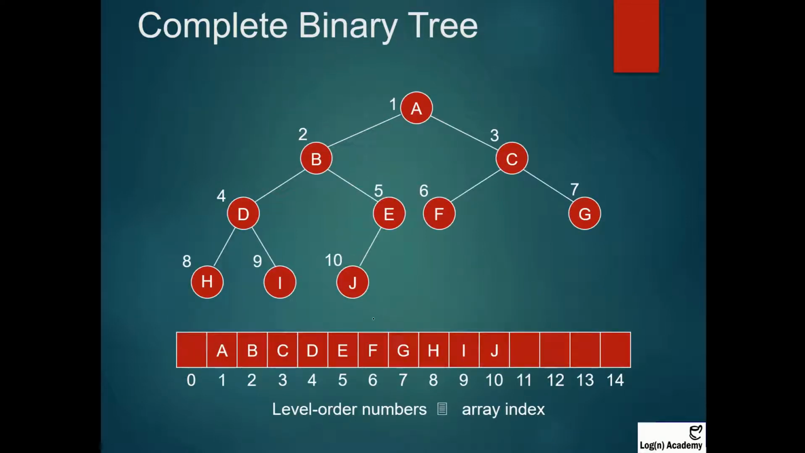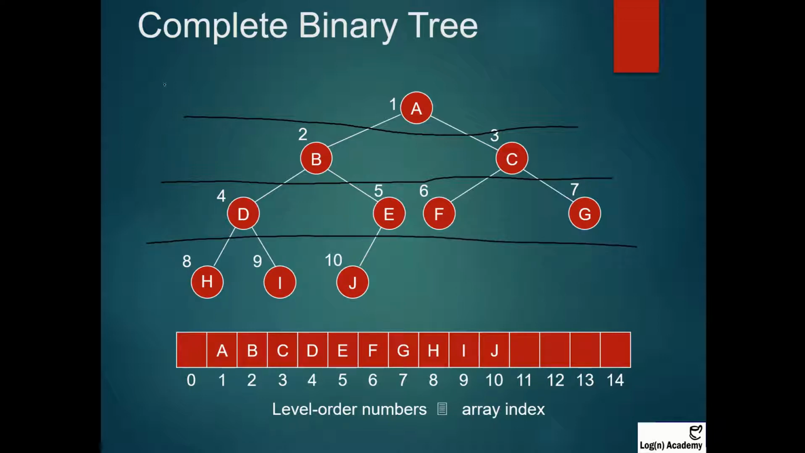So if we use the level order traversal, what is the level order traversal actually? The level order traversal is something like this. We traverse using the levels. So this is level 0, this is level 1, level 2, and level 3. Level order traversal says first we will print the element on level 0, which is A, right? Then we will traverse the next level and print elements from left to right. So then it will be B and then C.